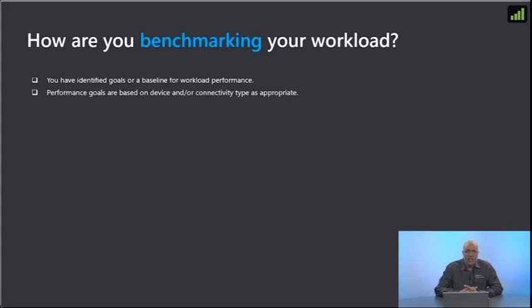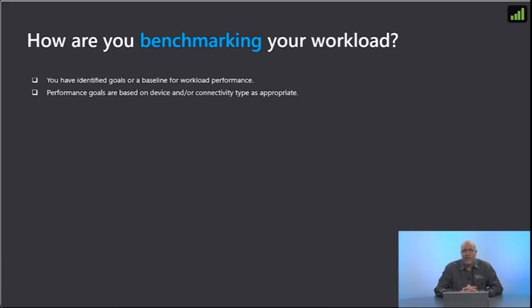Next question. Performance goals are based on device and/or connectivity type as appropriate. There are many types of goals when determining baselines for application performance. Perhaps baselines can center around a certain number of visitors within a given time period, the time it takes to render a page, the time required for executing a stored procedure, or a desired number of transactions if your site conducts some type of e-commerce. It is important to identify and maintain a shared understanding of these baselines so that you can architect a system that meets them.